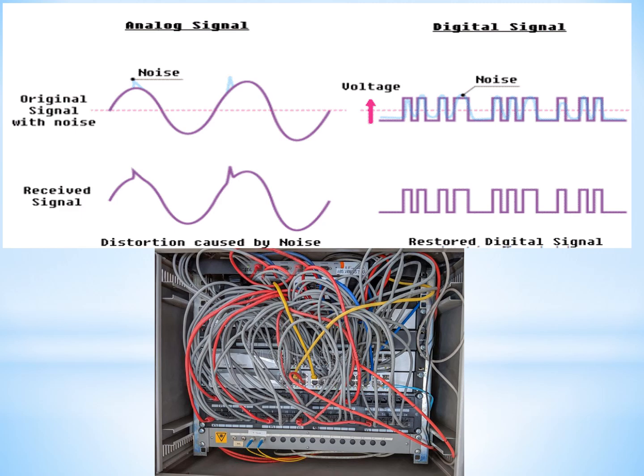First, let us check the analog signals. You can see in the first diagram, it is the original signal with the noise, and when it is being received, because of the noise, distortion takes place. And secondly, we have the digital signals, where along with the digital signals, we have noise. So when we use devices to rectify it, at the end we get the restored digital signal. We use a device to filter out the noise, and we get the final digital signals.